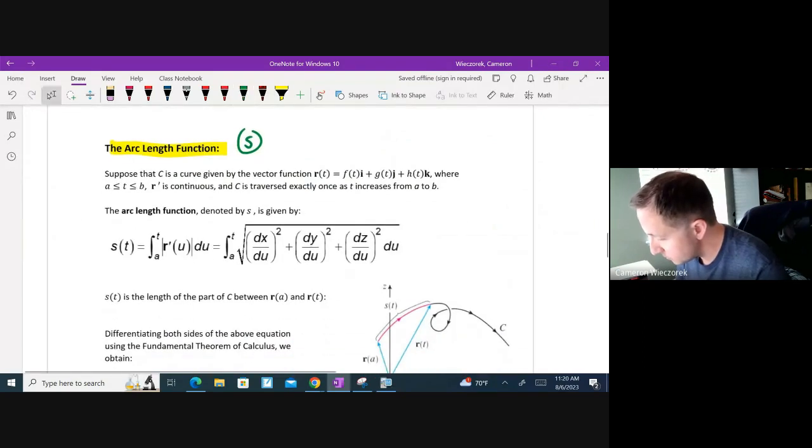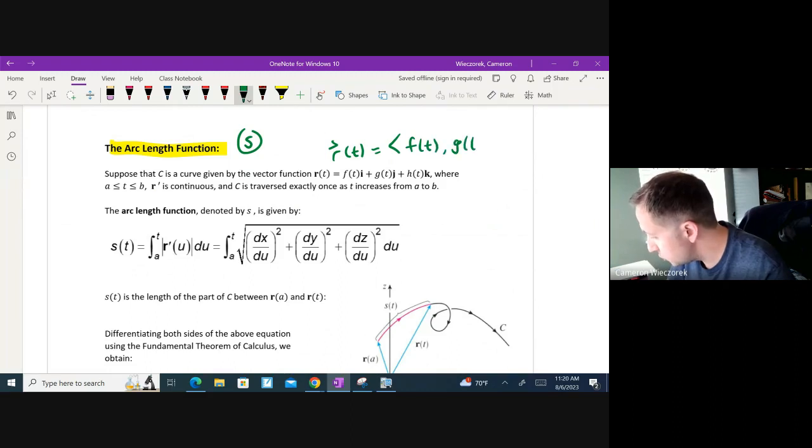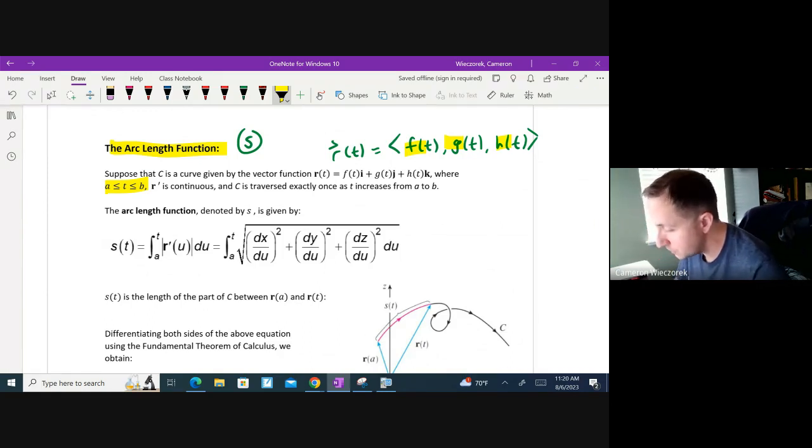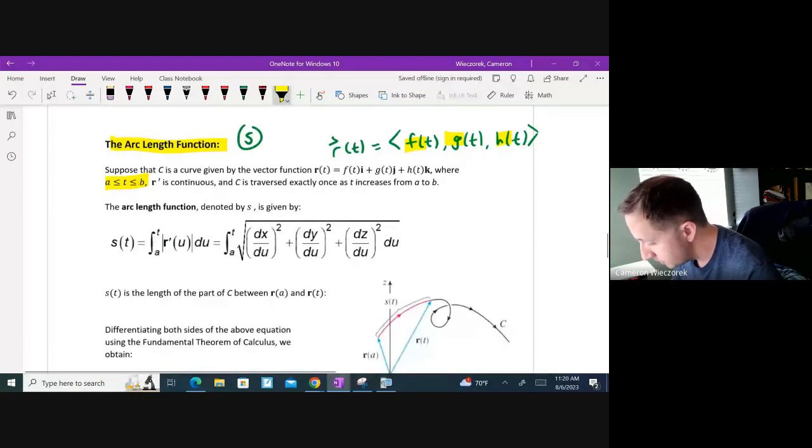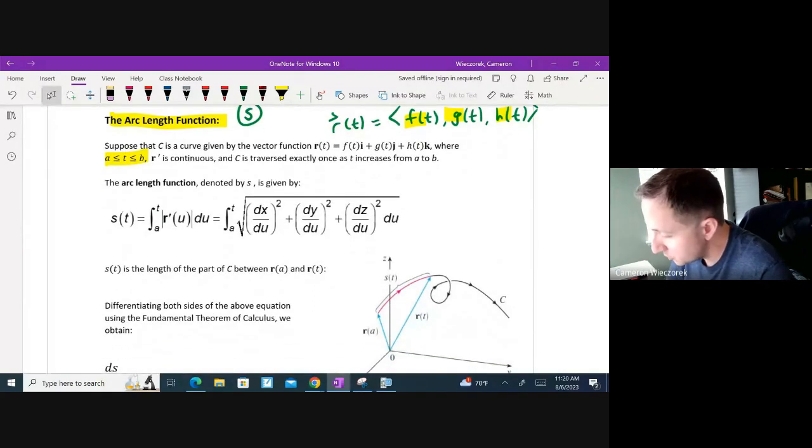Okay, so let's say we have some space curve given by the same components we've been working with this whole section. Functions f of t, g of t, and h of t define x, y, and z respectively. t ranges from a to b. We're assuming that these functions f, g, and h have continuous derivatives, so r prime is continuous, and we're assuming that c is traversed exactly once as t ranges from a to b. Then we end up getting this accumulation function, which is called the arc length function, s of t. And we denote it by s.